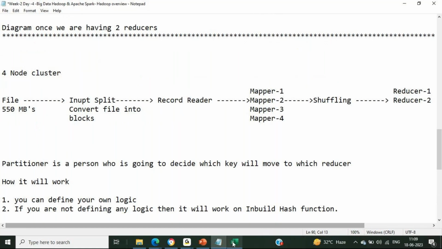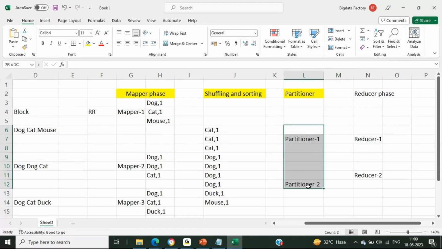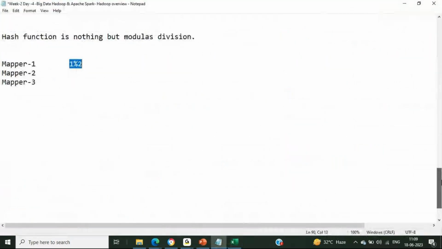I just want to decide which of the keys will move to which reducer. So I'm having two reducers. Then it will work like 1, the mapper number, modulus division 2. So what will be the outcome, friends? 1 modulus division 2: with modulus division we are targeting the remainder, so the remainder will be 1.